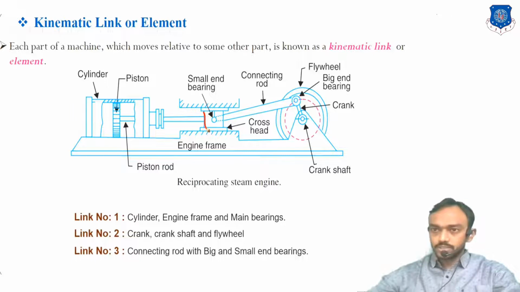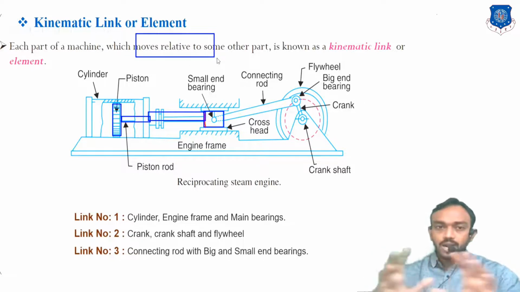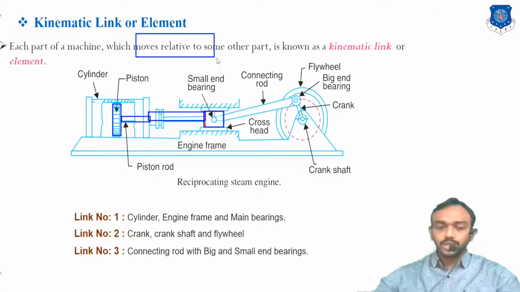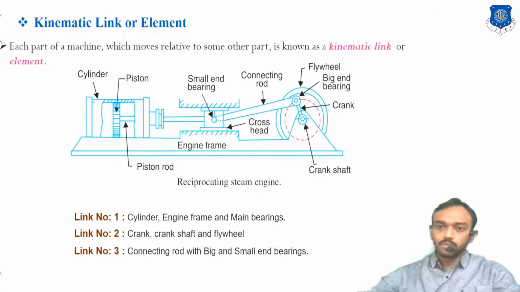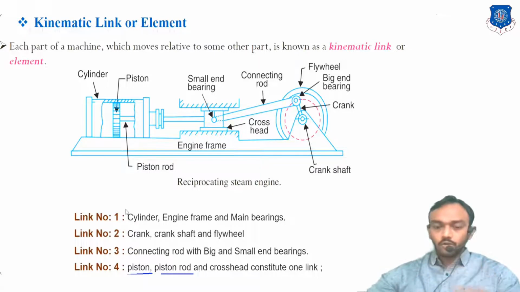Okay, and after that what will happen? It is connected to this crosshead, this assembly, piston, and this piston rod. So all these parts will be considered as a single element, a single kinematic link, because we are talking about relative motion, and all parts are reciprocating together, so there is no relative motion between them. Okay, so all will be considered as link number 4. Piston, piston rod, and crosshead will constitute one link. So that's how you can see all 4 links.